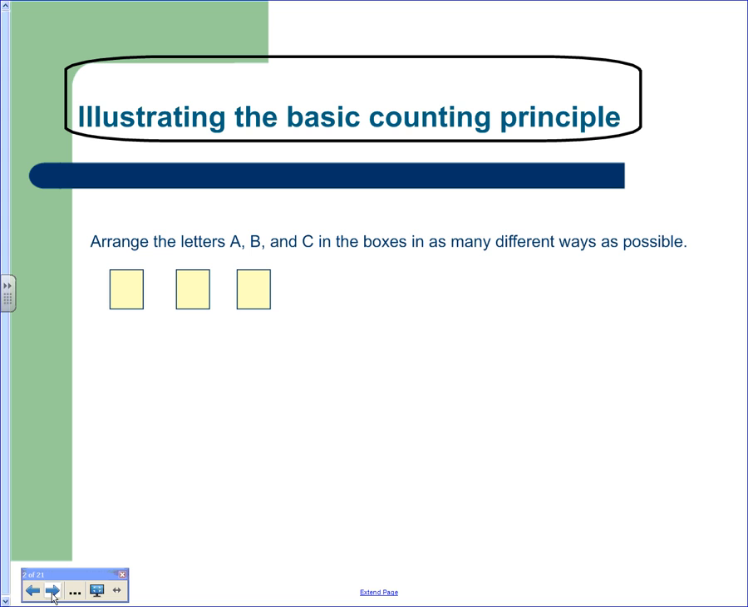Is AAA a possibility? No. You're rearranging A, B, and C. Okay. No, that was the actual possibility of it. I wouldn't make y'all write that many down. So it'd be 27 if you could do that.